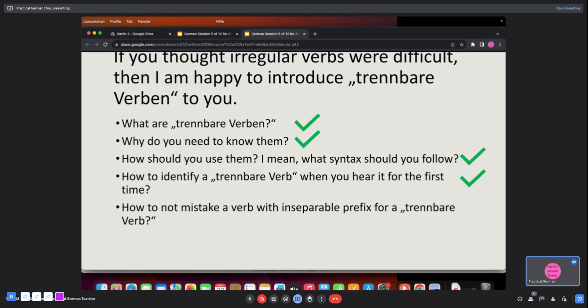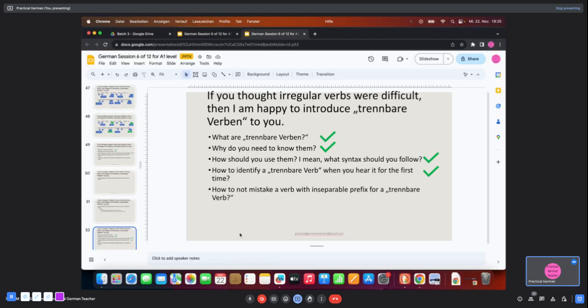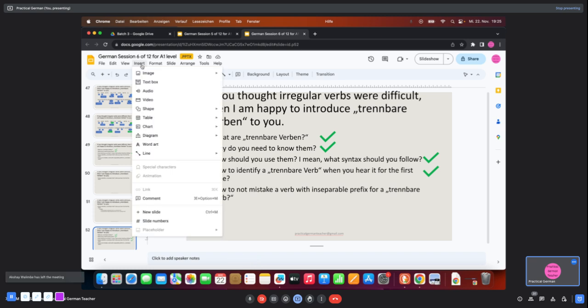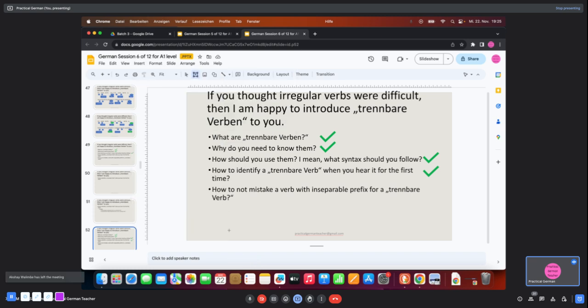For example, the verb bearbeiten. You know the verb arbeiten, right? It's very obvious. What does it mean? Work. Then there is this verb bearbeiten. Now you may think, okay, there is this be, right? It's a prefix. It's a Trennbare verb, but in reality, it is not.